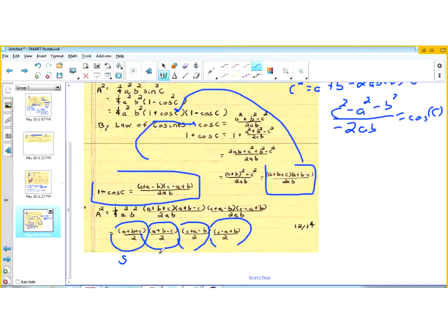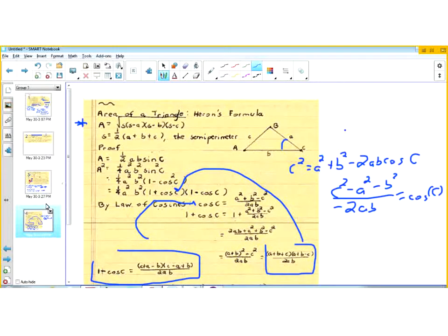This would be S minus C, sorry. S minus C, S minus B, and that's S minus A. I'll leave that for you to check. Okay, and so you'll have probably a couple of WebAssign questions where you have to use this formula.